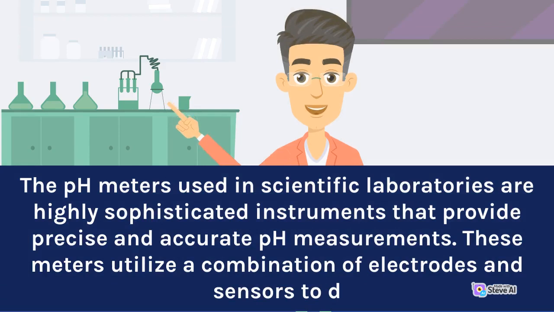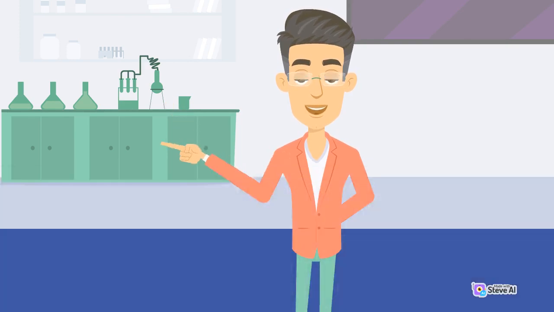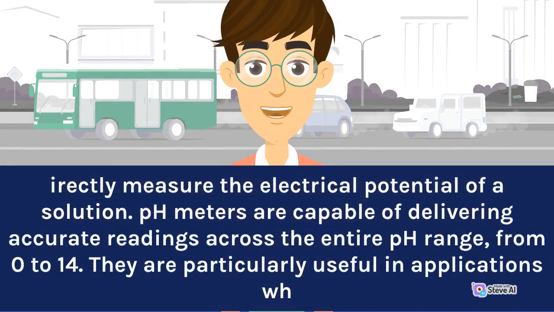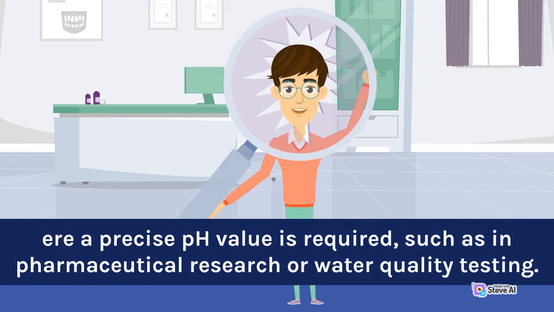The pH meters used in scientific laboratories are highly sophisticated instruments that provide precise and accurate pH measurements. These meters utilize a combination of electrodes and sensors to directly measure the electrical potential of a solution. pH meters are capable of delivering accurate readings across the entire pH range, from 0 to 14. They are particularly useful in applications where a precise pH value is required, such as in pharmaceutical research or water quality testing.